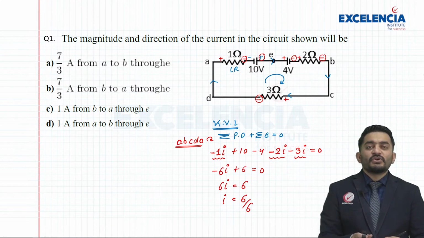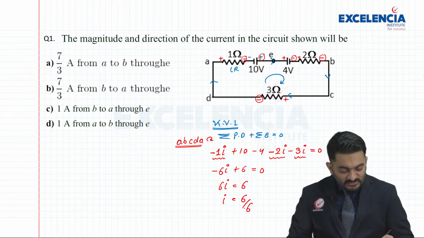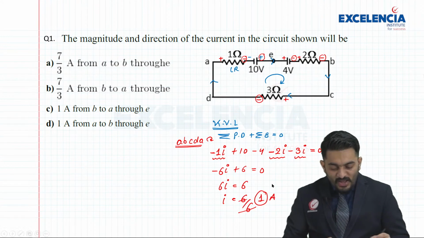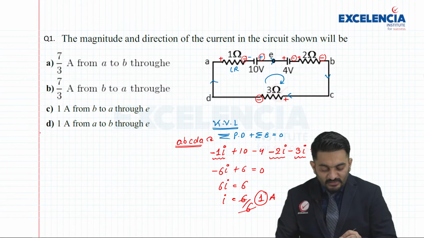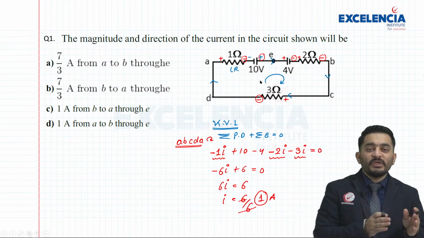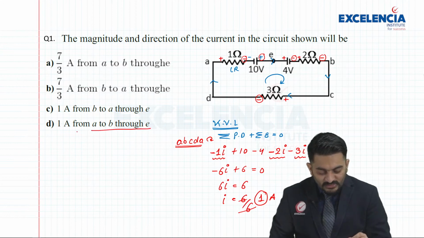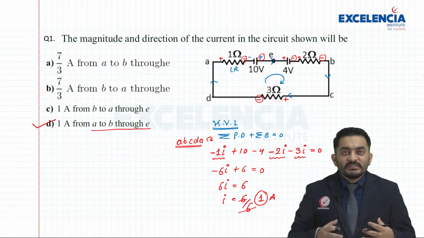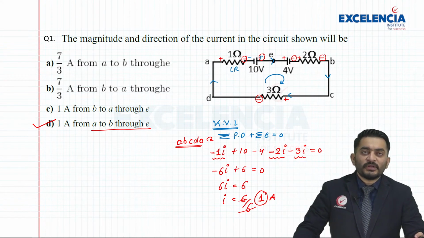So the moment we solve this Kirchhoff equation, what do you get? You get your answer as 1. So this 1 ampere is going to be the correct answer. So current is going to flow from A to B through point E, which is correct, and the magnitude of current is going to be 1 ampere. So this is the way you need to approach this particular question.